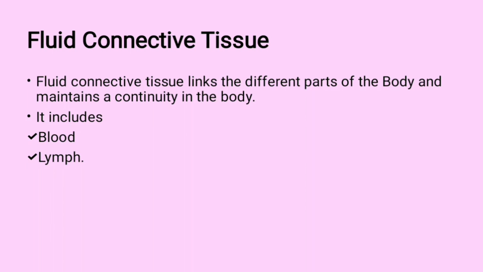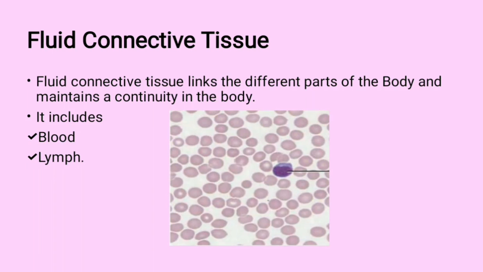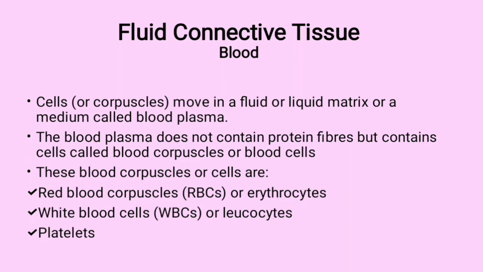Now let's come to the last type of connective tissue, which is fluid connective tissue. Fluid connective tissue links the different parts of the body and maintains a continuity in the body. It mainly includes blood and the lymph. Blood is a fluid connective tissue. In this tissue, cells, also called corpuscles, move in a fluid or liquid matrix or medium which is called blood plasma.